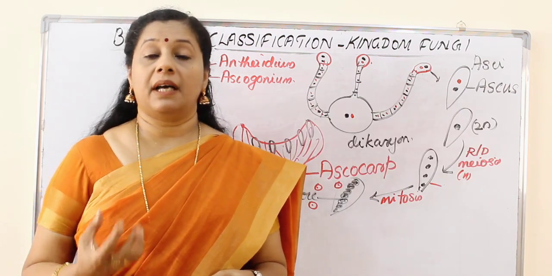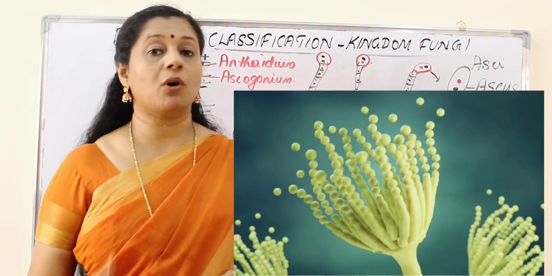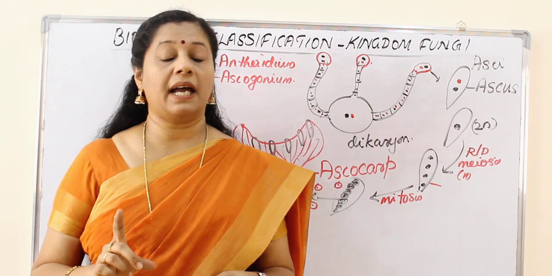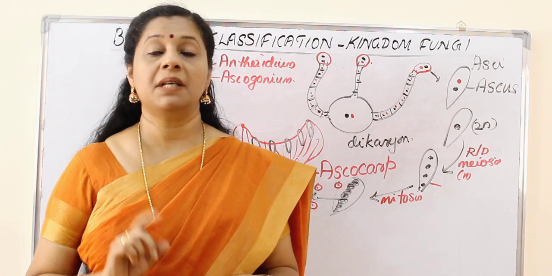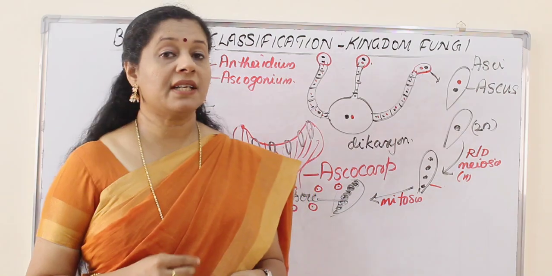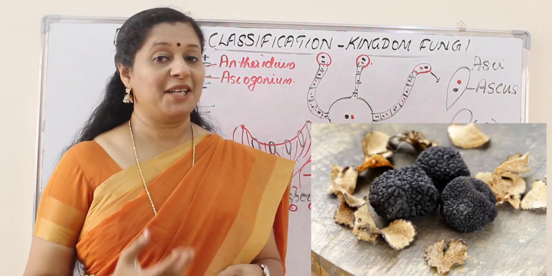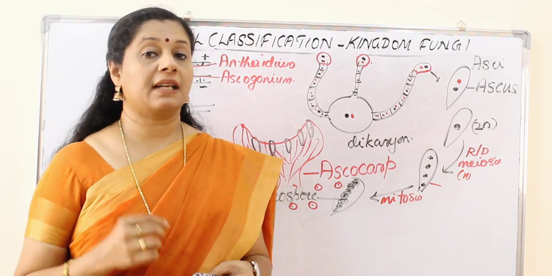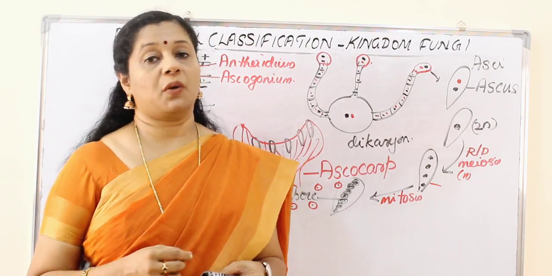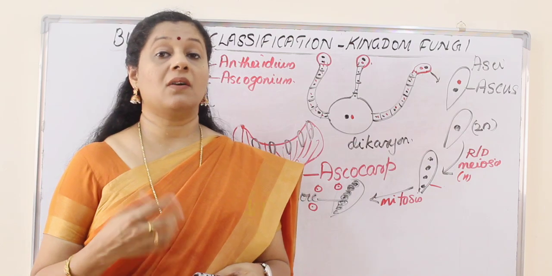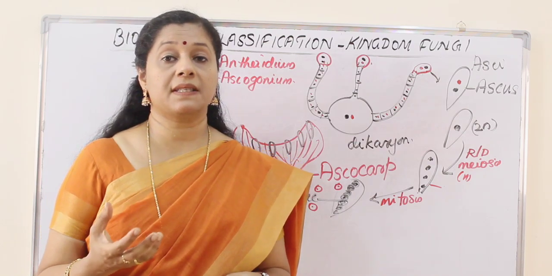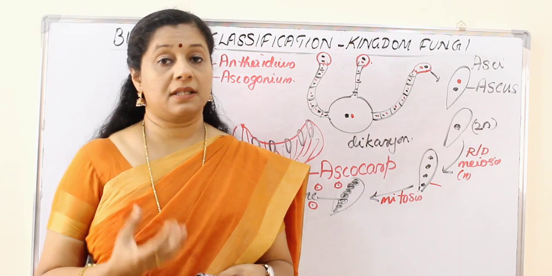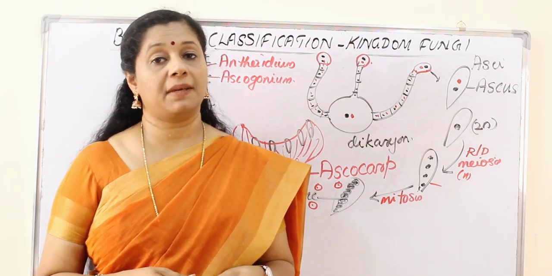Another one is Penicillium, the most common species being Penicillium notatum. We are all familiar with antibiotics. The first antibiotic, penicillin, was extracted from Penicillium notatum. Morels and truffles are members which are edible and are considered delicacies. Another important thing to remember is Claviceps and Neurospora. Claviceps is called an ergot fungus. It can produce chemicals which can cause hallucination. At the same time, Neurospora is widely used in genetic and biochemical studies.